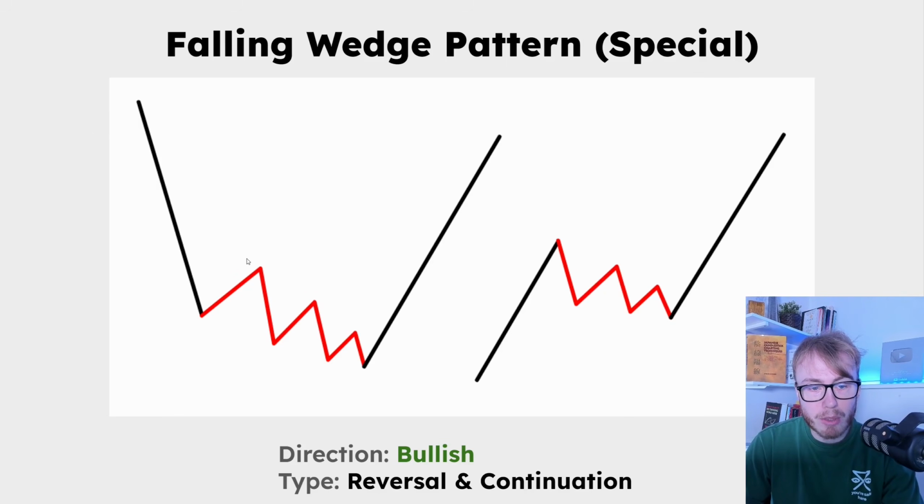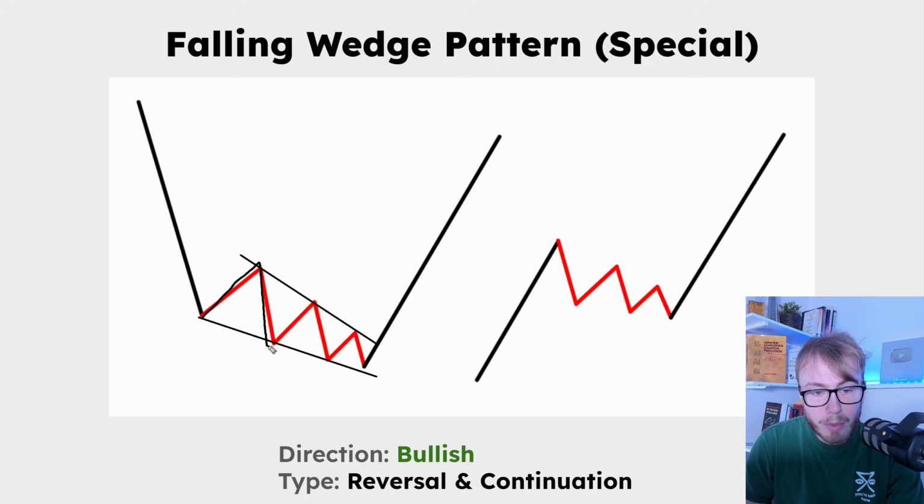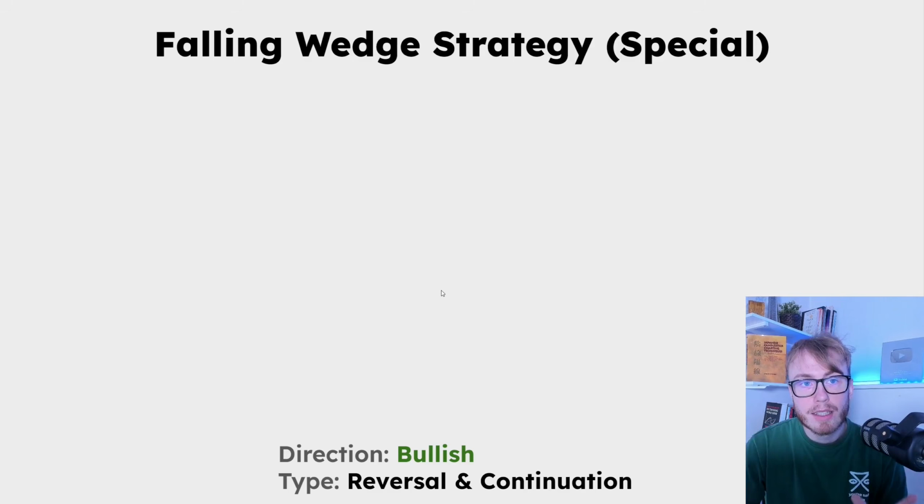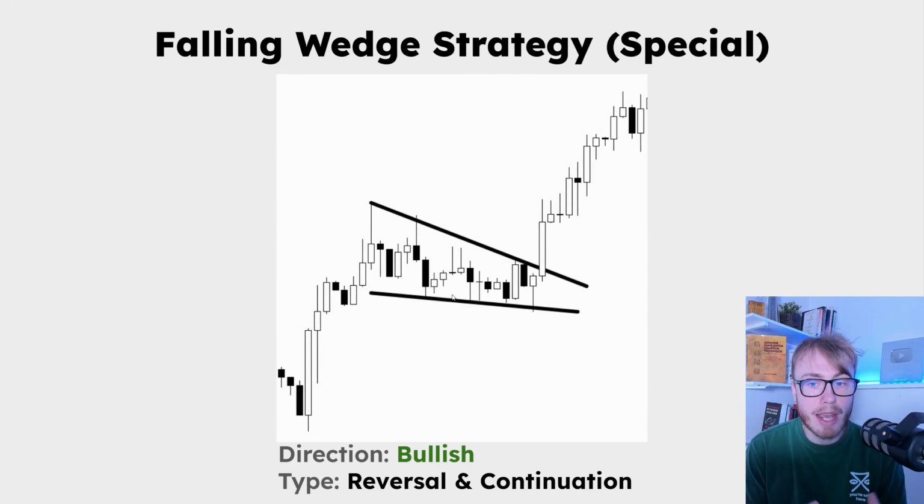To identify the falling wedge, what you're looking out for here is that you want to see both lower highs and you also want to see lower lows. But the slope here of the highs should be steeper compared to the slope here of the lows. So the pattern here will get tighter and tighter. And this is true for both the reversal, but also true for the continuation pattern. So now let's take a look at the falling wedge strategy. And later on in this video, I will also show you guys the reversal version. But for now, let's focus on the continuation version.